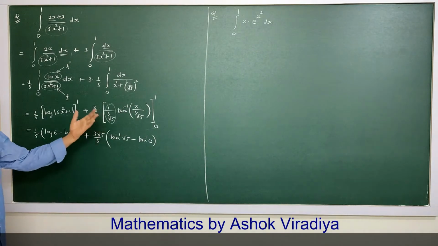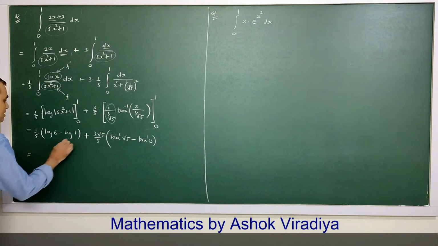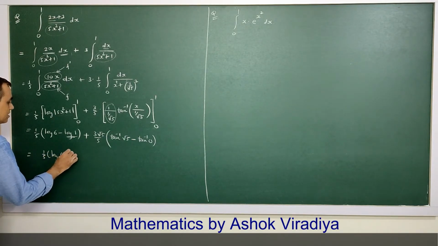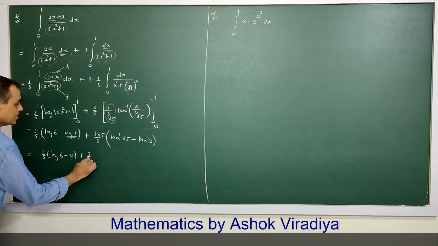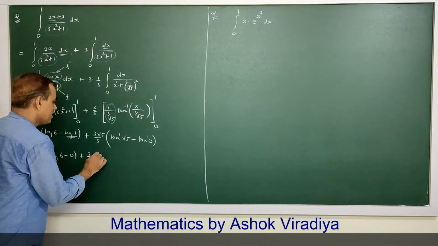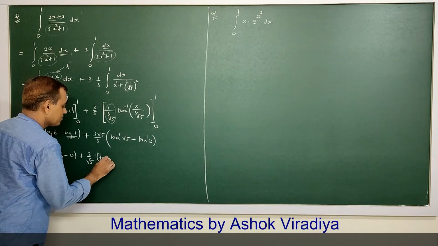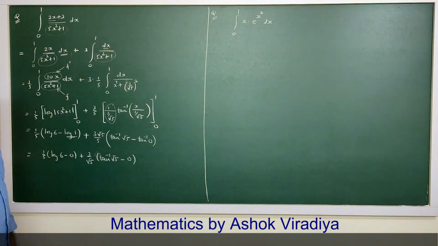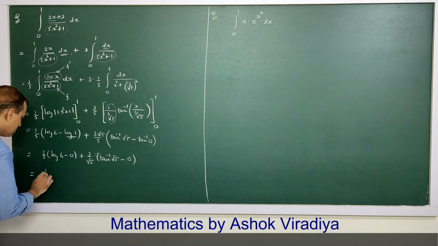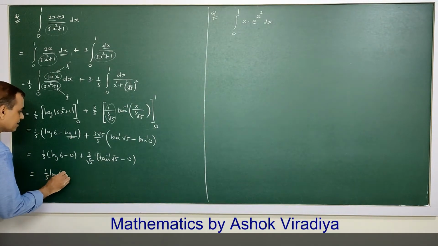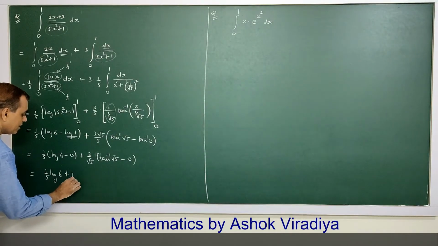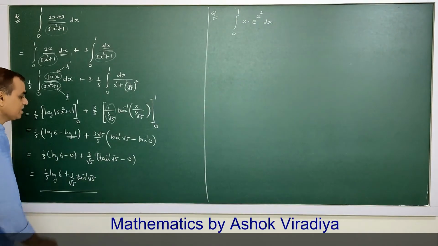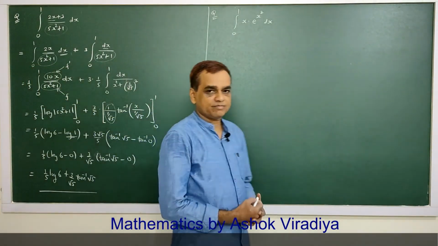Upper limit minus lower limit, now log 1 is 0, so 1 by 5 log 6 plus this will be 3 by root 5 tan inverse root 5. Tan inverse 0 is 0, so it is 1 by 5 log 6 plus 3 by root 5 tan inverse root 5. So this is the required definite integral.